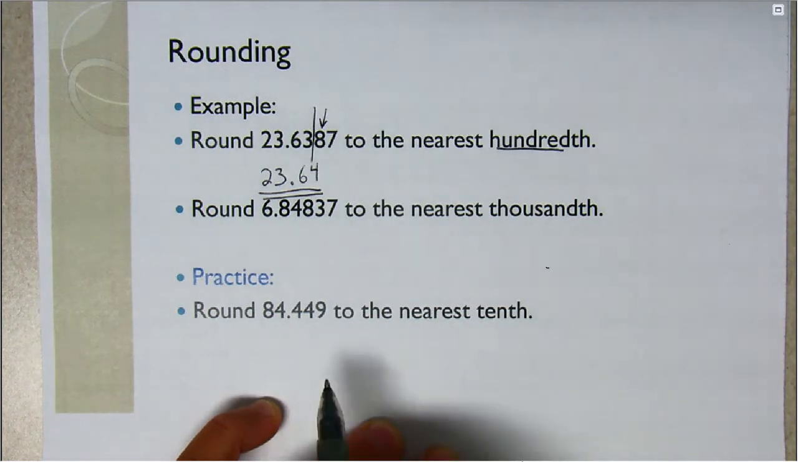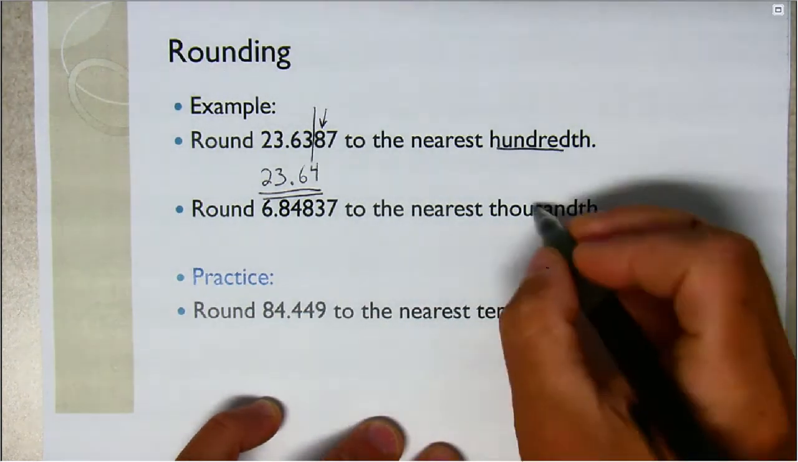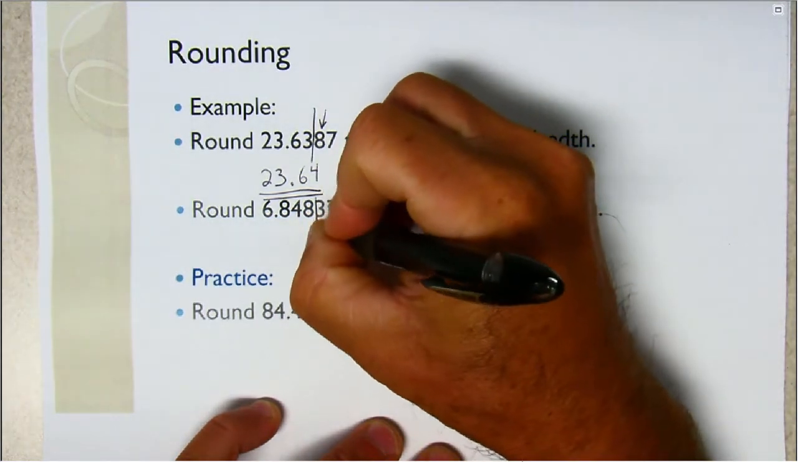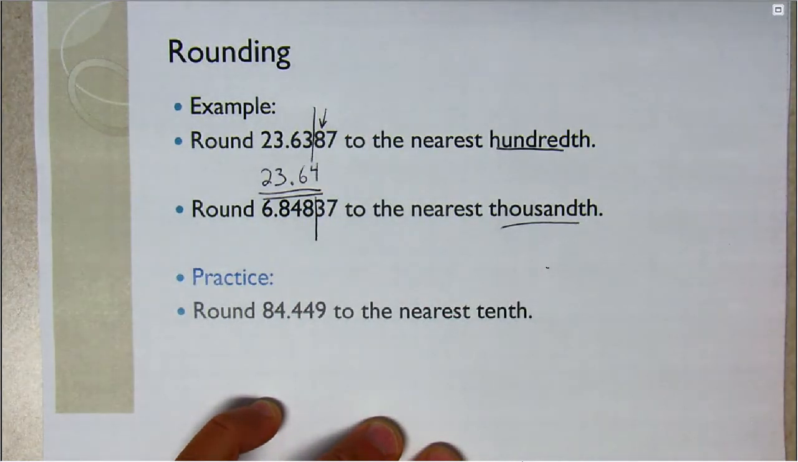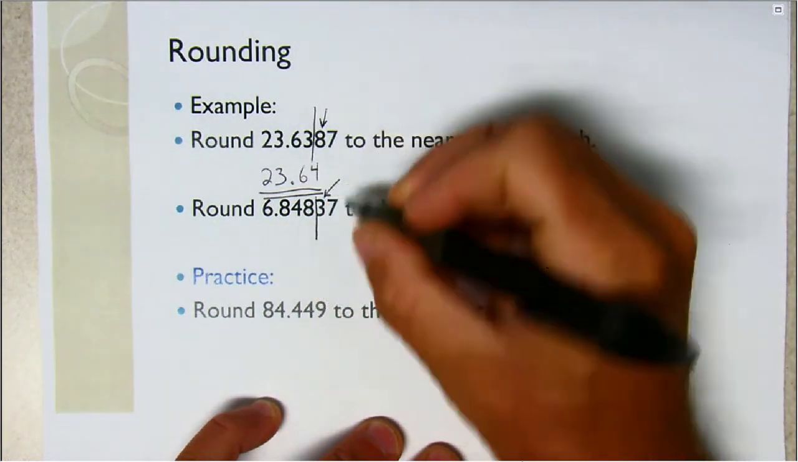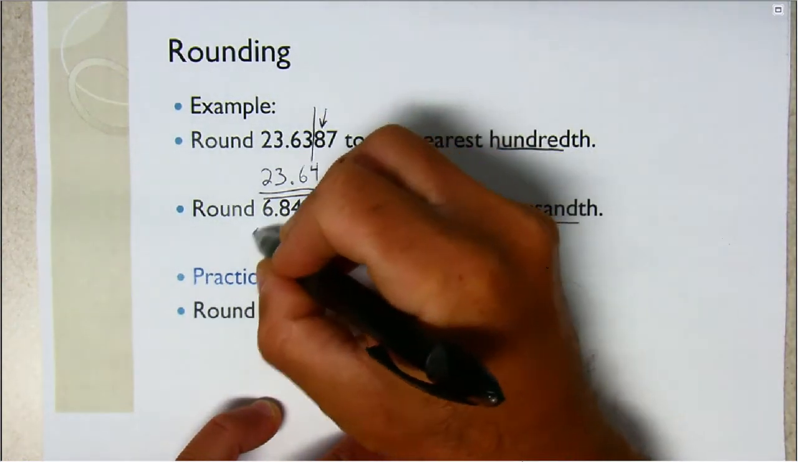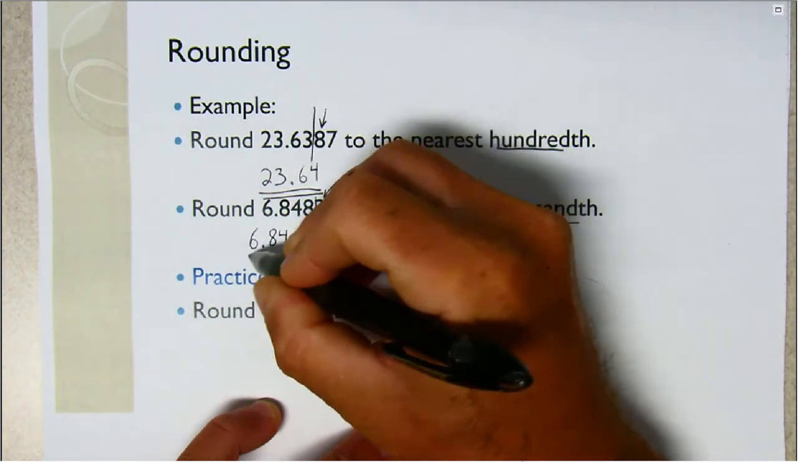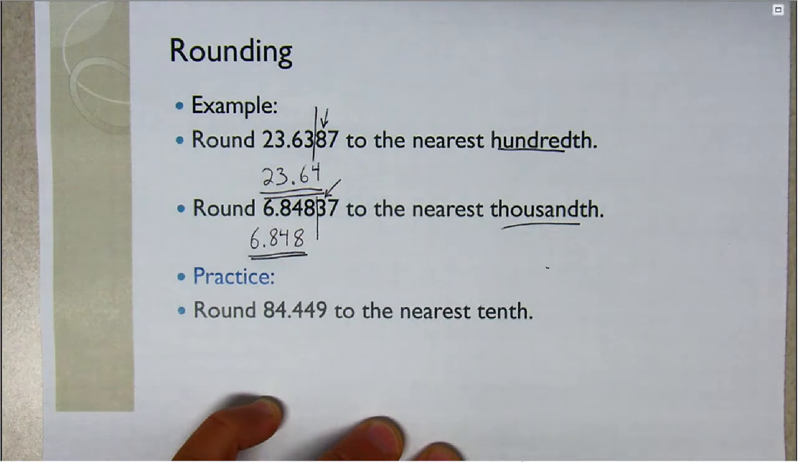Our next one, 6.84837 to the nearest thousandth. Well, thousandth means we're going to keep 3 decimal places. We're going to cut it off after the second 8. And this time the 3 is not big enough to send our last digit up, and so we're going to call that 6.848. It's going to stay right where it is.